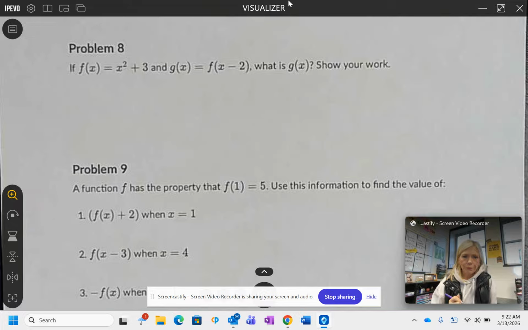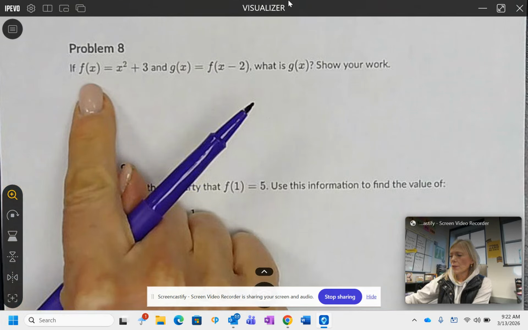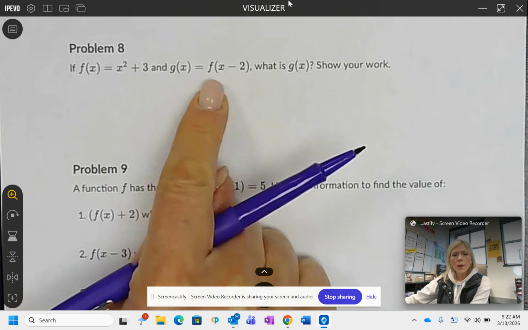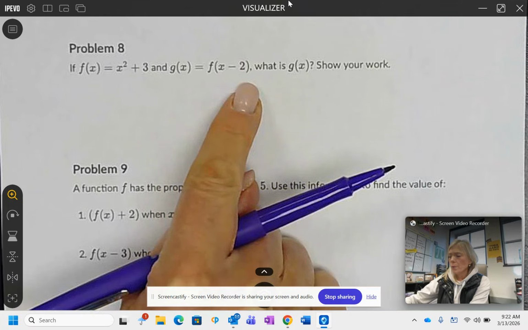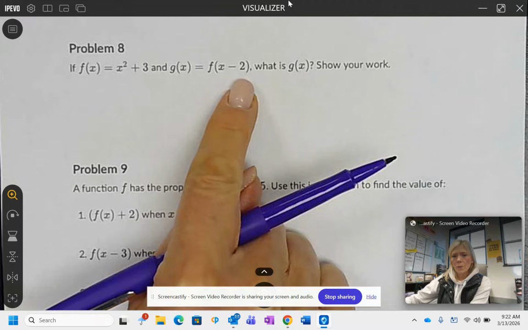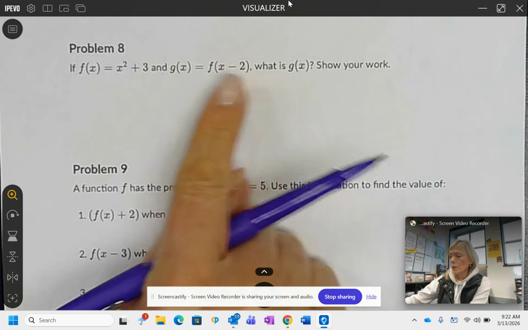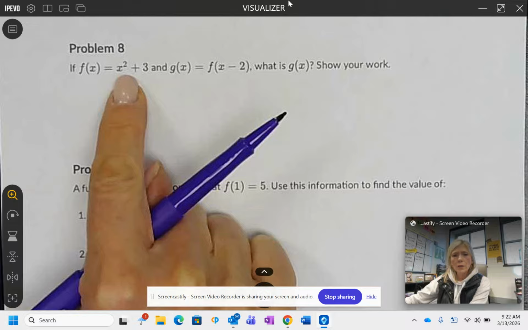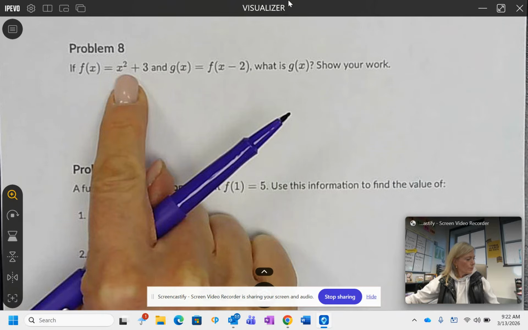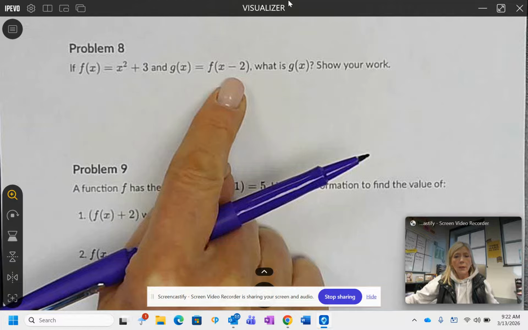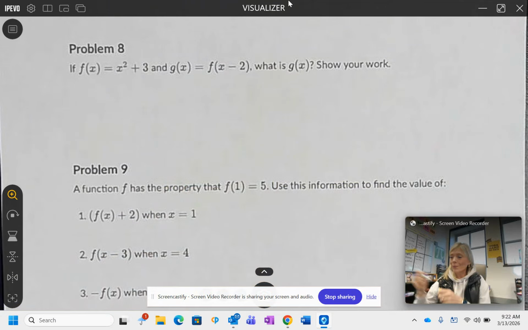So let's start with number 8. We have f of x, which is equal to x squared plus 3, and g of x is equal to f of x minus 2. So that x minus 2, in order to write an equation for g of x, we're going to take this equation and we're just going to replace the x with the x minus 2. The reason we do that is because it's literally saying right here, take the x and subtract 2.